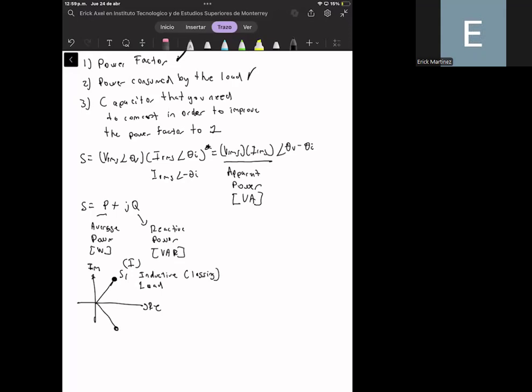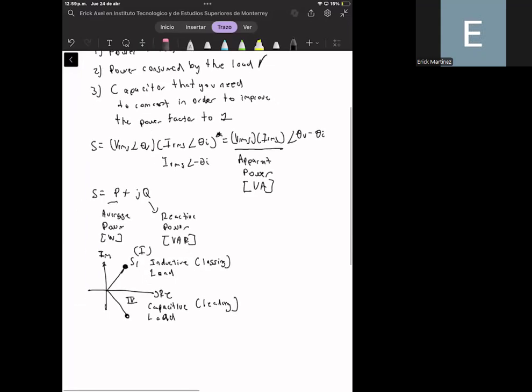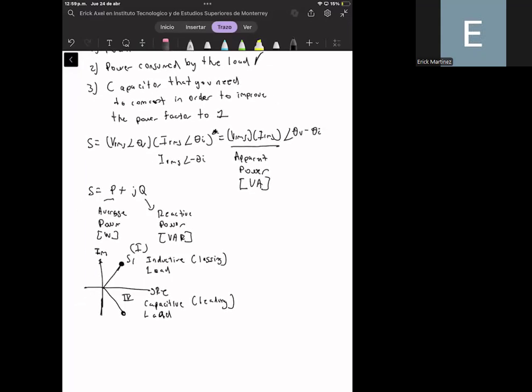If you're in the fourth quadrant, okay, that means that you have a capacitive load, and that means that you have a power factor that is leading, okay? So basically, this is related. Now, if you're in the first or the fourth quadrant, that means that you have positive reactive power or a negative reactive power, and the real part is plotted in the horizontal axis. Okay.